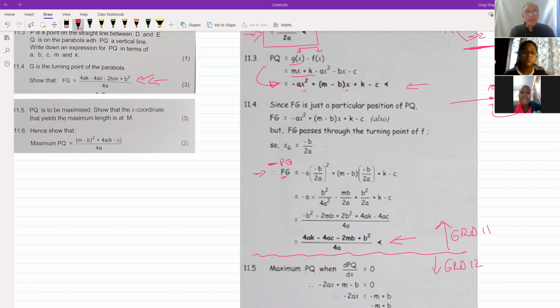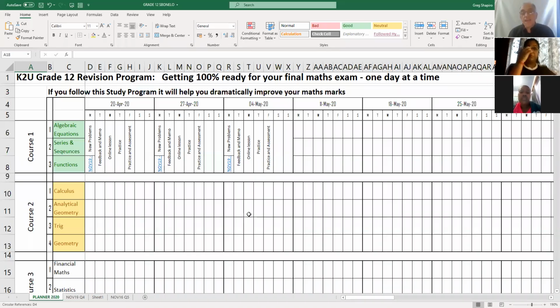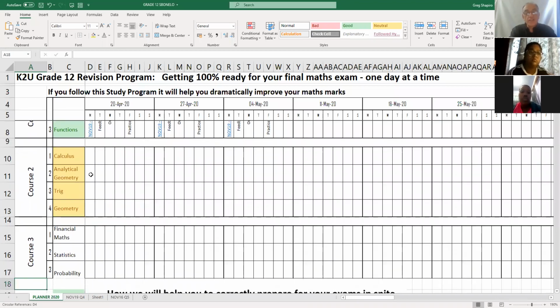So what we've done here, it works, and I'll just share the screen with you. Okay. So this is the actual program that we're going to run. We've just done one on functions. So you can see here, it's made up of 3 different courses. It's algebraic equations, series and sequences, and functions. And then there's going to be calculus, analytical geometry, trigonometry. And then in the third section, I can't see it.